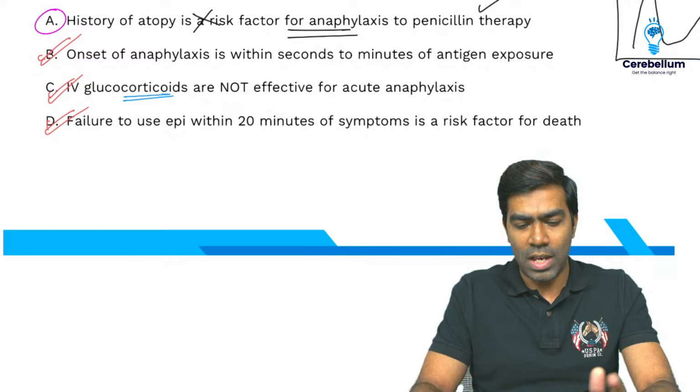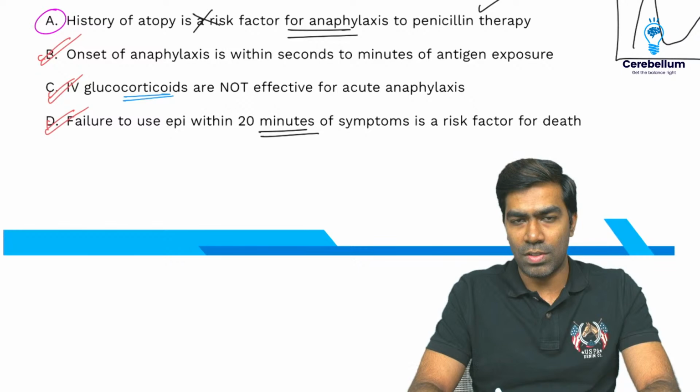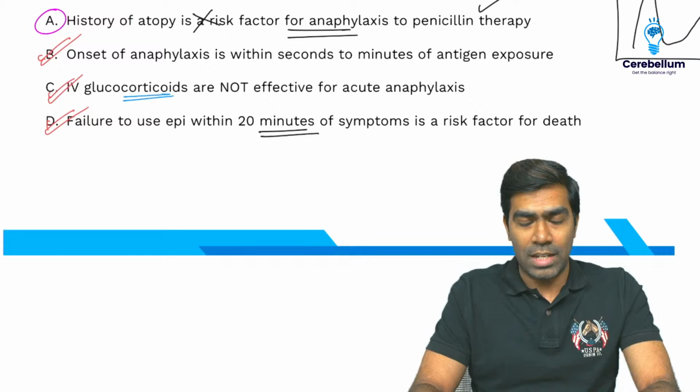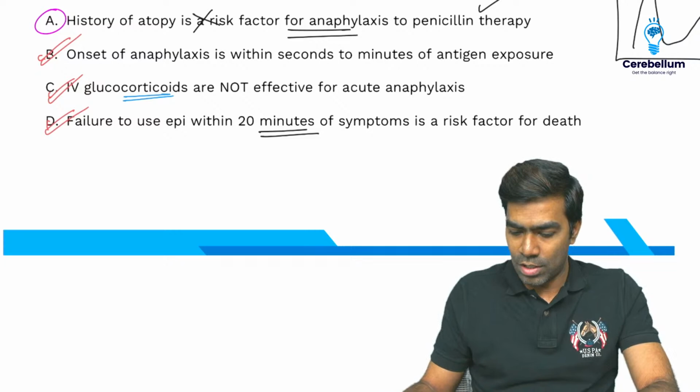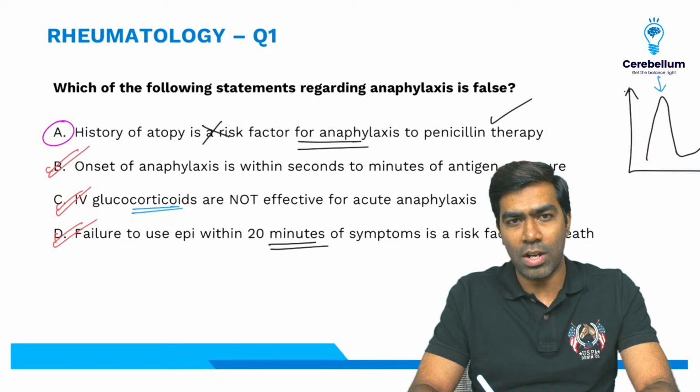It's IM or IV, doesn't matter. You have to treat as soon as possible, within 20 minutes of onset of symptoms. It's clearly given in Harrison. If you use epinephrine late, it's not going to have that much effect, and the risk of death is going to be high. So all three options, B, C, D, are correct. The only thing that is wrong is A. History of atopy is never a risk factor for anaphylaxis to penicillin therapy.